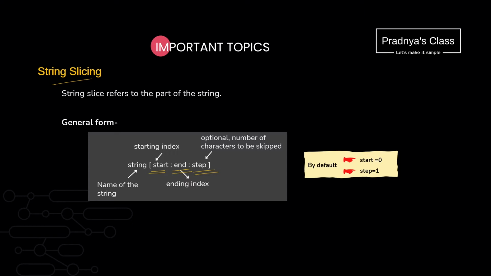All three parts are optional and written in a square bracket because they are also indices. As these three parts are optional, if you don't write start, 0 will be considered and default value for step is 1. But what about this end part? If you don't write end, whole string will be considered. You can extract the string with the positive values in the forward direction, or even you can use the negative indices also for extracting from the backward direction.